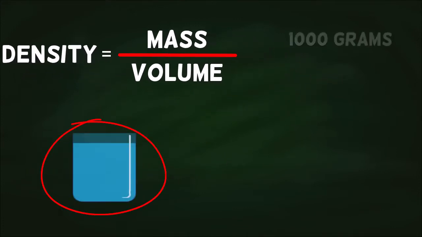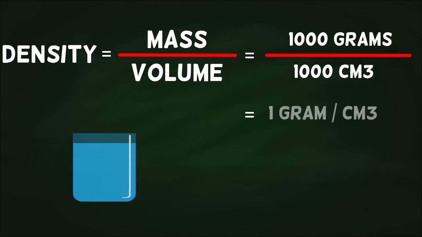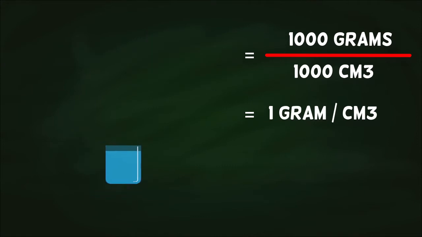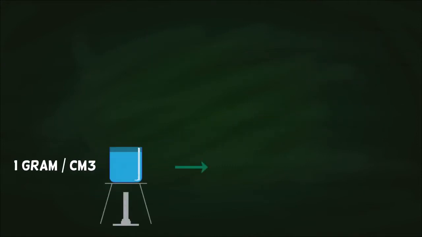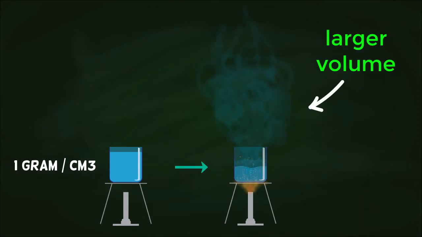We can see that here, where 1,000 grams of liquid water at room temperature takes up a volume of approximately 1 litre, or 1,000 cubic centimetres. It has a density of 1 gram per cubic centimetre. If we were to heat the entire mass of this water up to create steam, it would take up a much larger volume. What do you think would happen to its density?